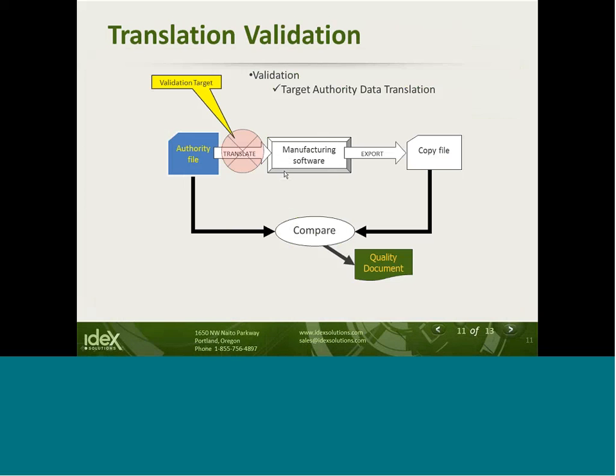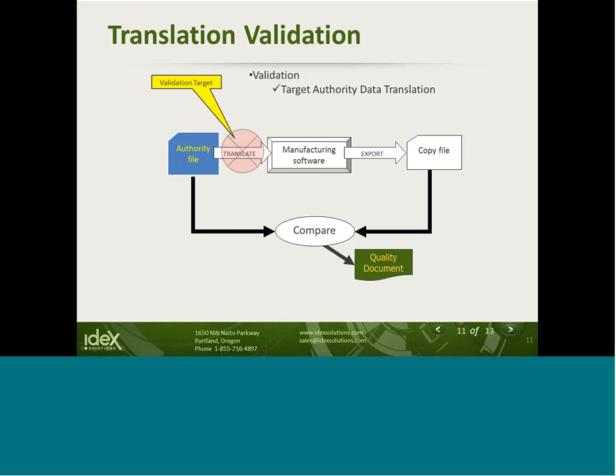When the authority data set is read, that's the translation that we're trying to validate. The fact that that authority data set was read into some other system other than its native CAD system. So the way the process works is read the authority data set into the manufacturing software and then save a copy, what we call a copy file, out of the manufacturing software. That copy file is then compared back to the authority data set. As long as they match, we can provide a quality document that says that translation was good.